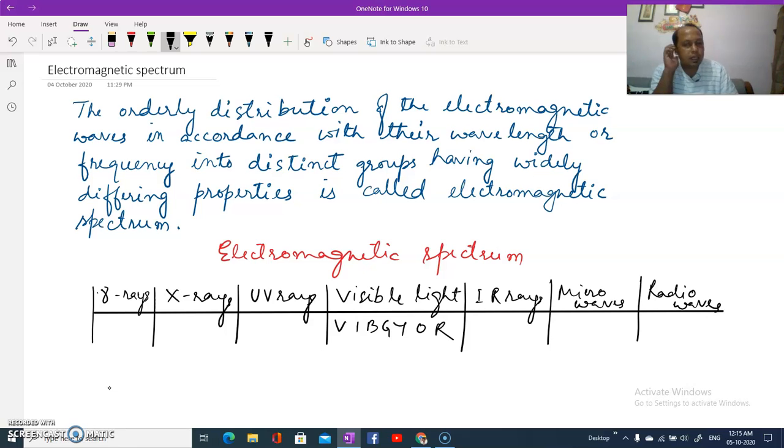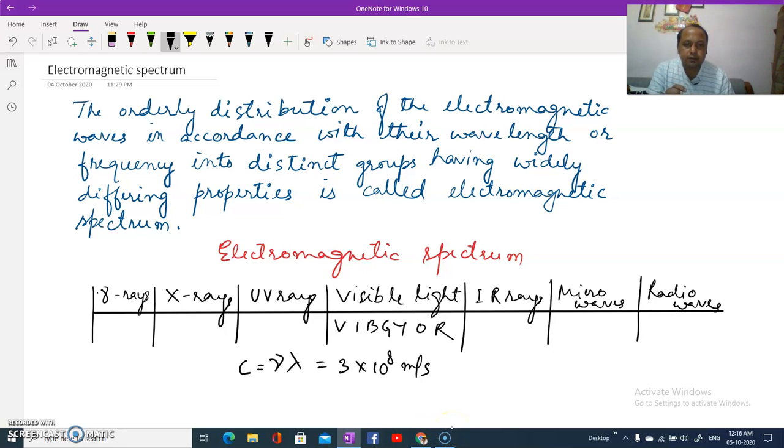Now see, all these are electromagnetic waves and all of them have the same velocity, which is given by c, velocity in air or vacuum. All the electromagnetic waves have the same velocity, which is given by nu lambda, frequency into the wavelength, and whose value is a constant quantity, 3 into 10 raised to the power 8 meter per second approximately.